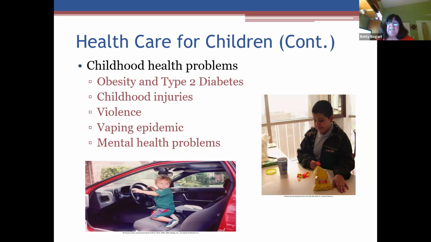We know today children are eating more fast food. We know that children are more sedentary. They like their video games. I call them their electronic devices. And they'd rather sit there than get up and go out.